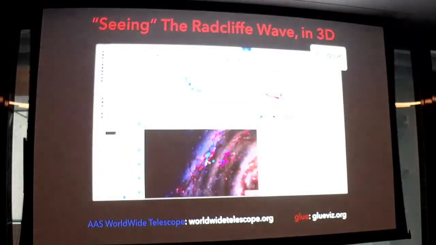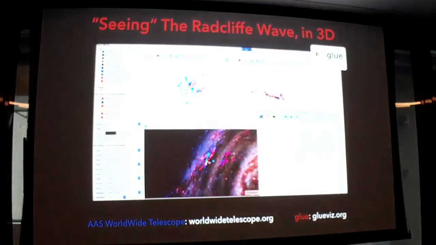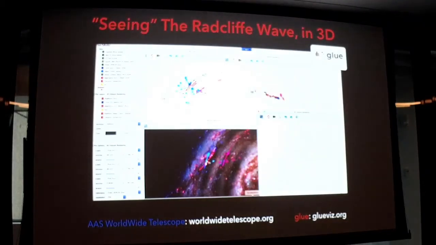And then you can visualize data like that, along with lots of other different kinds of data to figure out how this stuff is moving and where it is and how big it is and all this in GLUE. And right here, what you see is actually a plugged-in version of Worldwide Telescope.